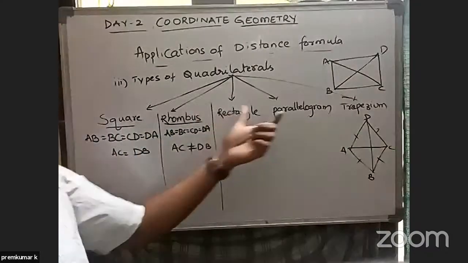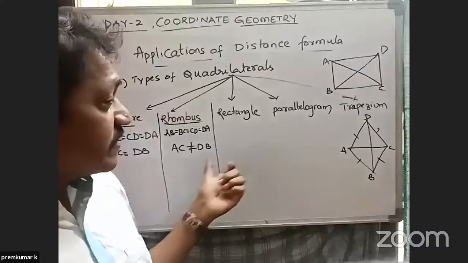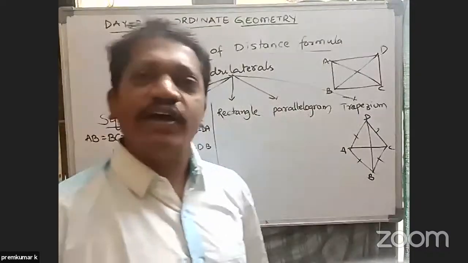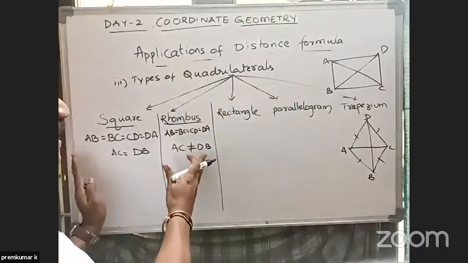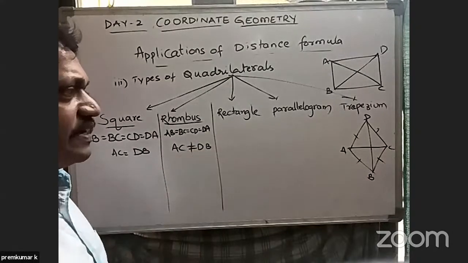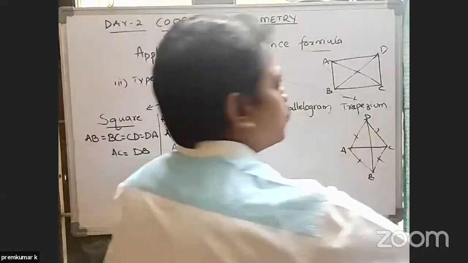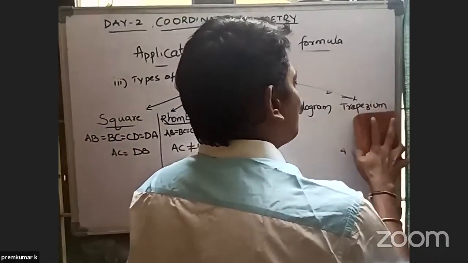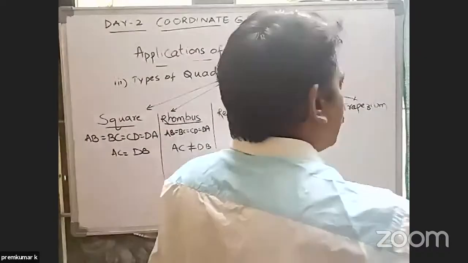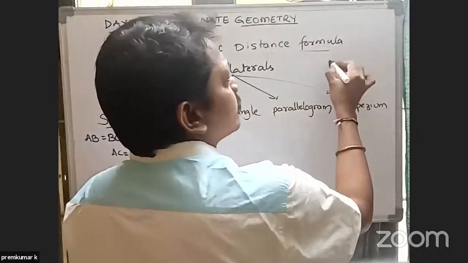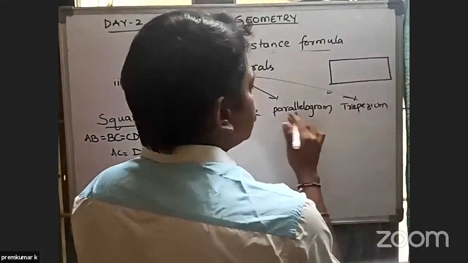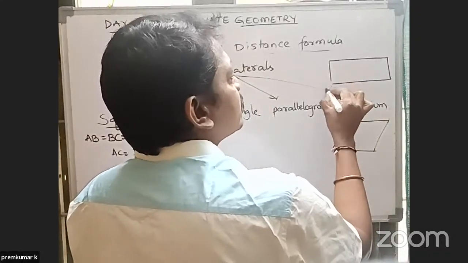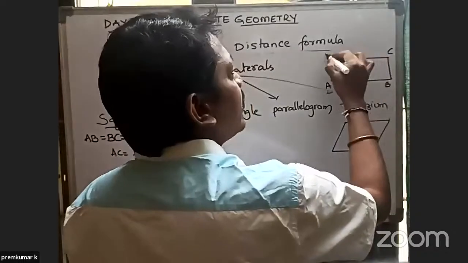First, after finding the lengths of the 4 sides, once again, for clear clarification, we have to find the lengths of the diagonals also. Is this clear? These two we have to do like this. Next, go for these two. Here, this is a rectangle. This is a parallelogram. Like this. This is A, B, C, D.